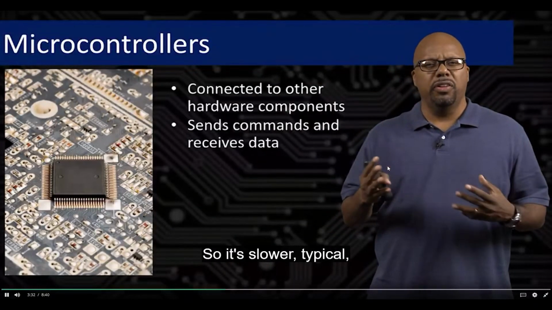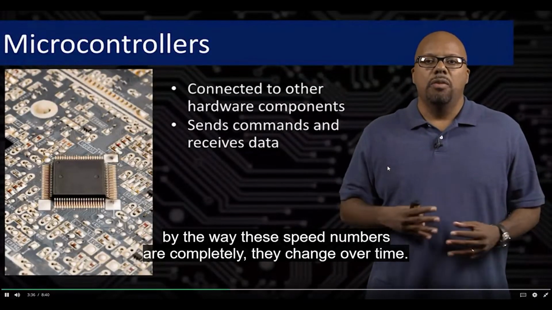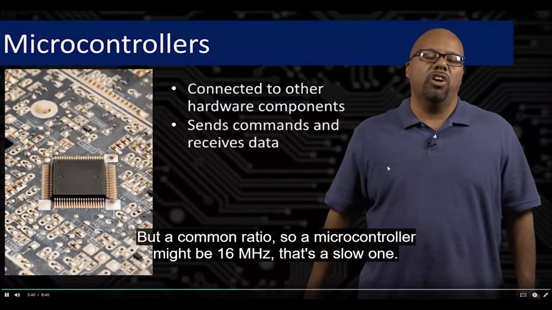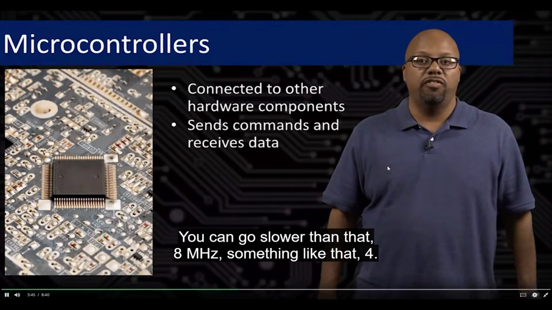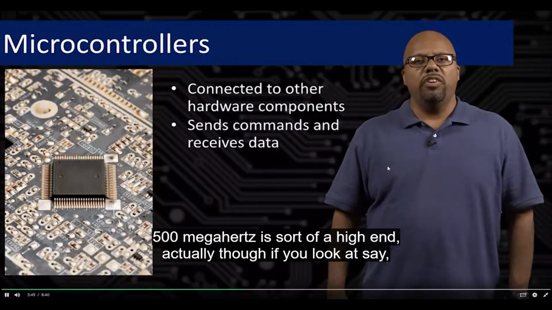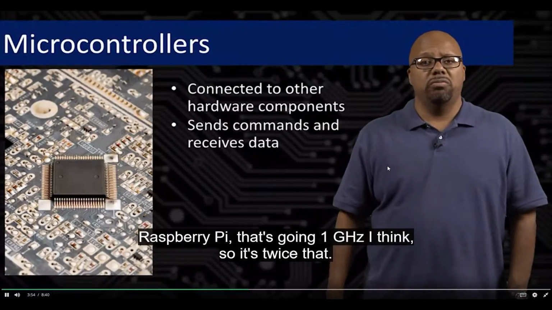So it's slower. By the way, these speed numbers change over time, but this is a common ratio. A microcontroller might be 16 megahertz. That's a slow one. You can go slower than that, 8 megahertz, or 4. All the way up to 500 megahertz, which is sort of a high end. Actually, though, if you look at, say, Raspberry Pi, that's going 1 gigahertz, I think, so it's twice that.